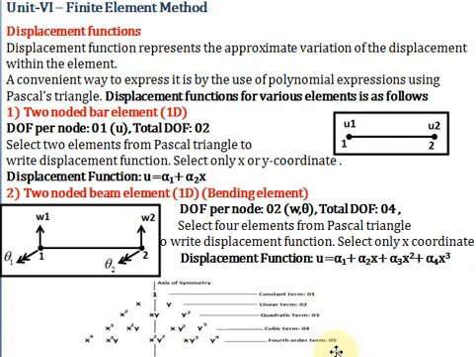As you know it is two-dimensional, so x and y both coefficients exist, but we cannot take x and y because the beam element is one dimensional, though there are 2 degrees of freedom. So along the line you have to select the coordinate, only x coordinate or only y coordinate. So the displacement function is alpha 1 plus alpha 2 x plus alpha 3 x square plus alpha 4 x cube. This is the displacement function for a two noded beam element.